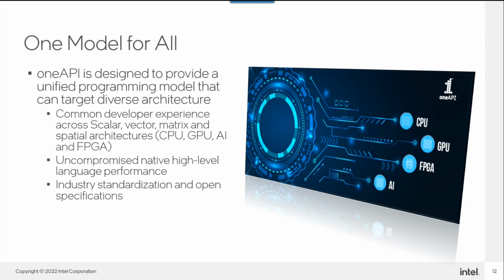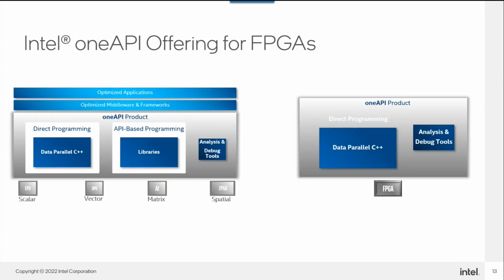So when it comes to FPGAs, next slide, please. When it comes to FPGAs, the oneAPI tool that is involved is... okay, so generally, let me talk about oneAPI itself. This product requires first a direct programming, where we use data parallel C++, and then API-based programming is based on a bunch of libraries that we have there, and then of course there are analysis and debug tools to help you in the process of your development. So all of this Intel has provided as the oneAPI product itself.